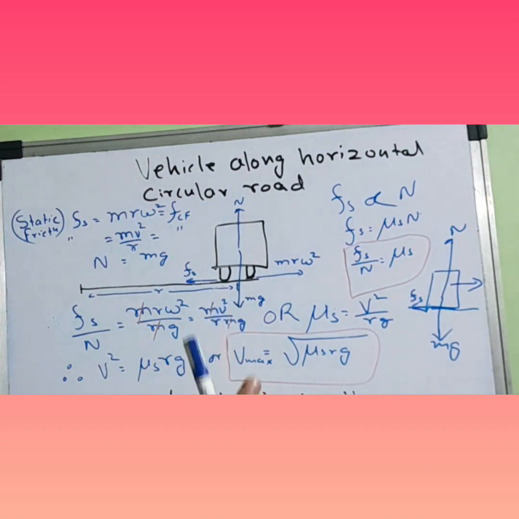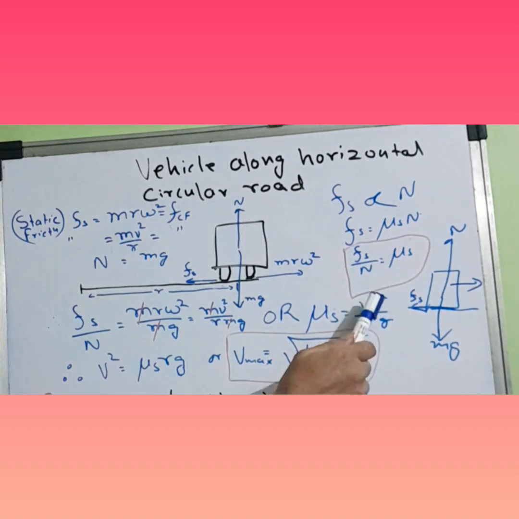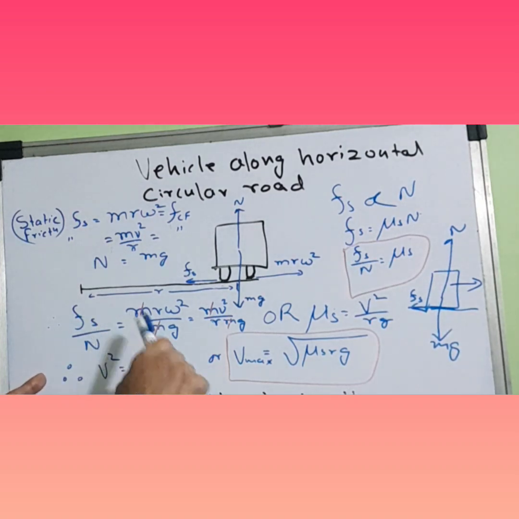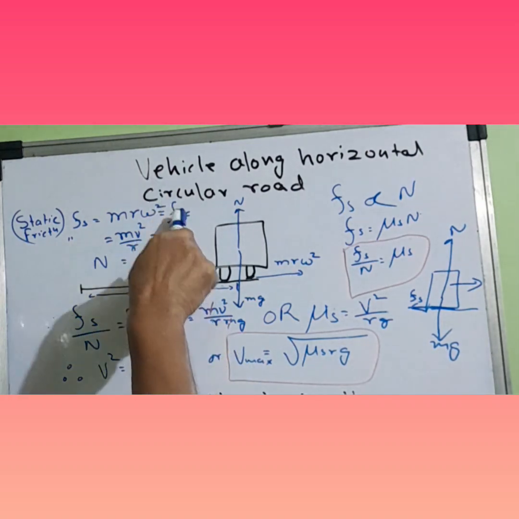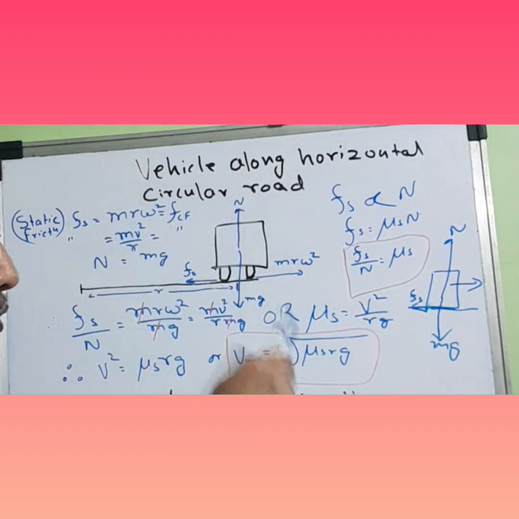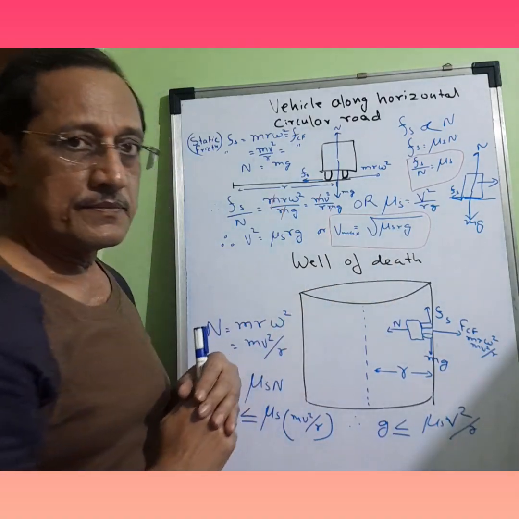V square over rg, we are talking in terms of linear, right? V square over rg, we can convert that into angular also. V square over rg. V square, we keep this side, rg we take that side. So v square is equal to mu s r g. Rooting both the sides, we get the maximum velocity when a vehicle is moving along a horizontal circular road, which has to be root of mu s r g.